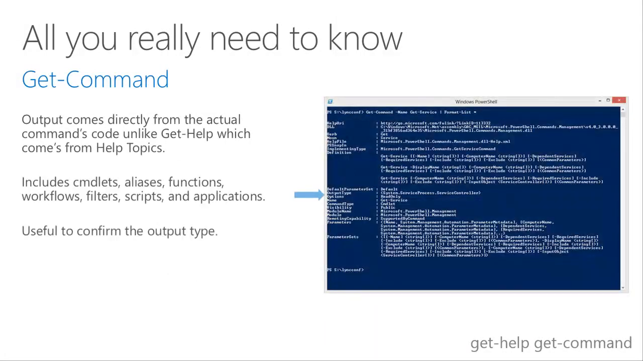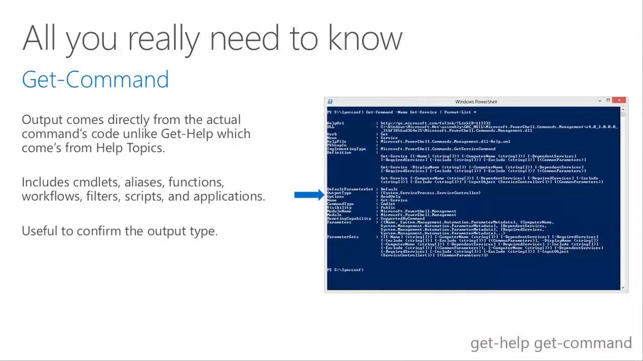Okay, so Get-Command is another command that we use a lot, and that is the output on this one. You can see I've typed Get-Command -Name Get-Service, so I'm looking at Get-Service, and we've got a couple of different properties. The big difference with Get-Command is it's actually looking at the commandlet itself, unlike Get-Help, which is getting the help topics from the disk.